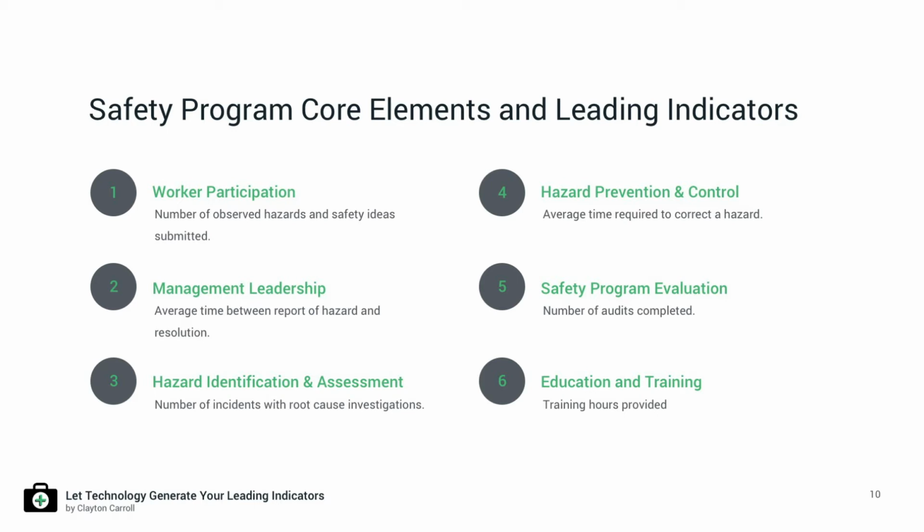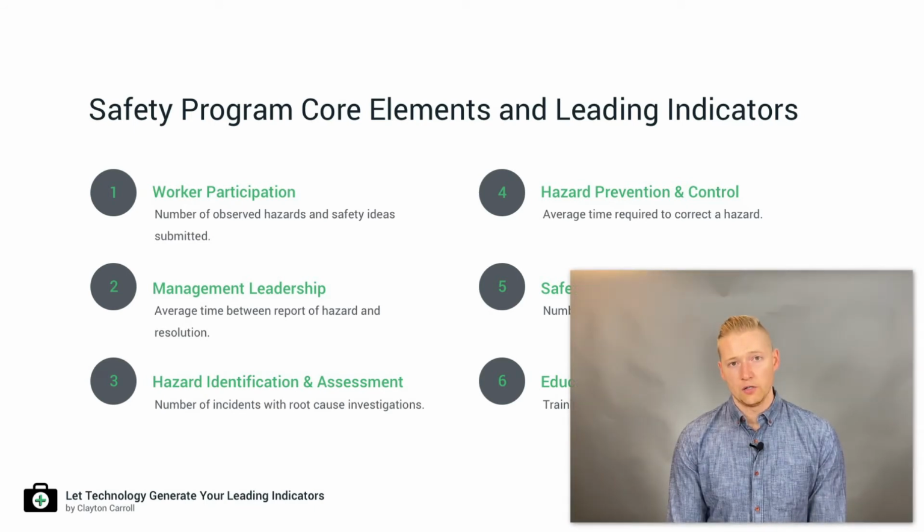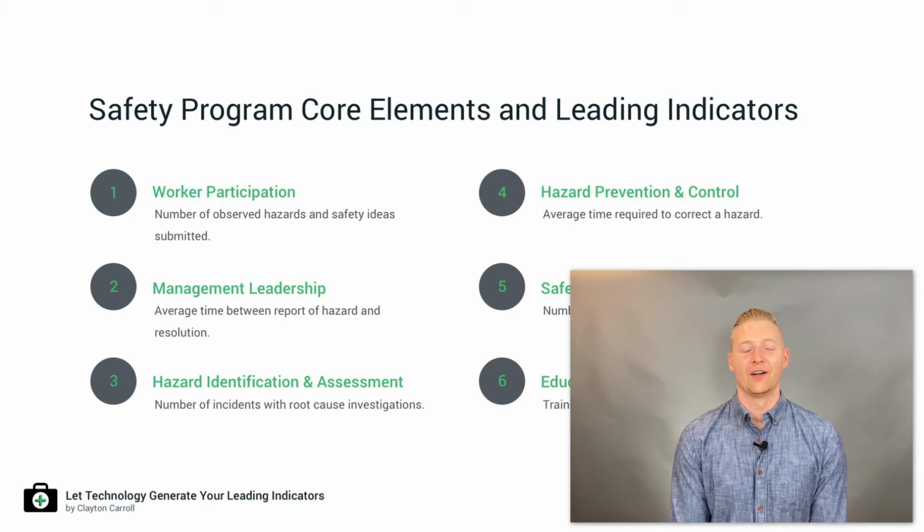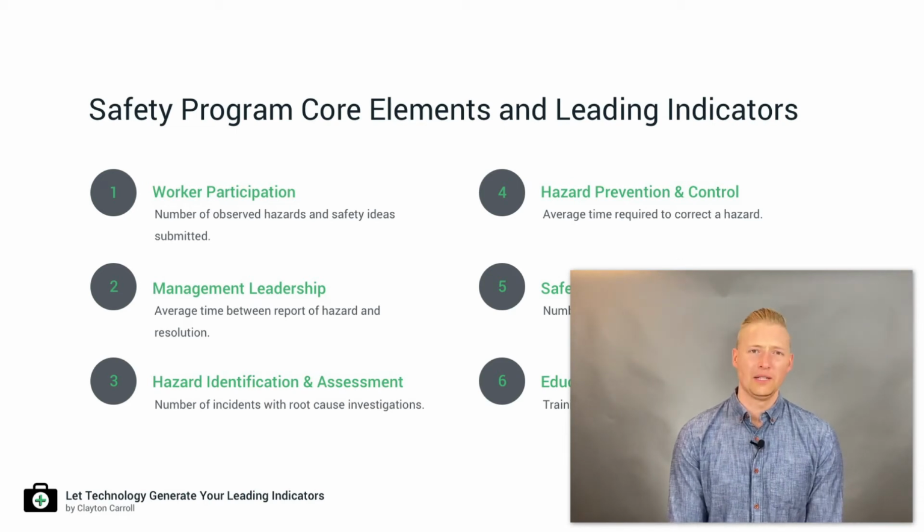And then the fifth would be safety program evaluation. That would be the total number of audits or inspections that are completed. And then the sixth would be education and training, which would basically just be the number of training hours. Imagine for a second trying to calculate the number of training hours when you're keeping track of training on a spreadsheet. When I've asked people who have training spreadsheets, are you keeping track of the leading indicator of the number of training hours recorded?